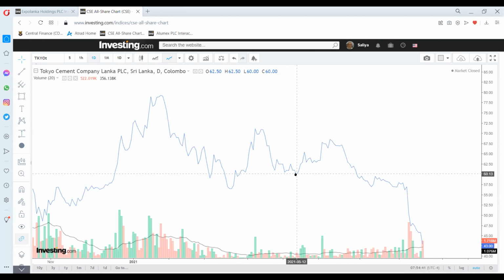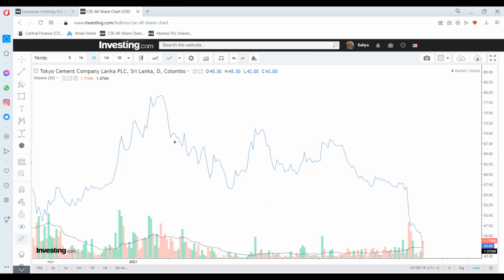If that support is not going to be respected, if we are making use of that support, we need to understand that that support is going to be turned into a resistance at a future date. Therefore, resistance is where the supply is aggressive or supply is higher. Therefore, we have to decide whether we are going to get out of the position and re-enter again at a later date, right? So that is for Tokyo Cement.